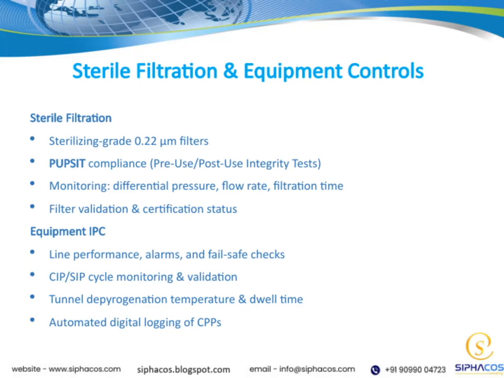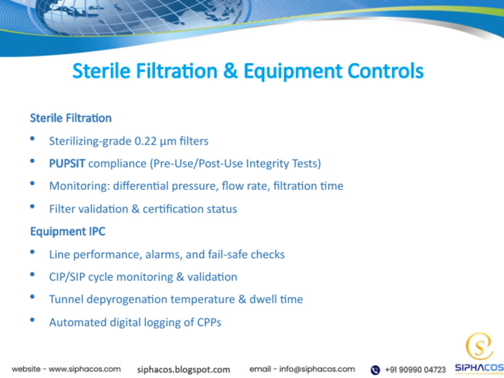Now, let's discuss sterile filtration and the key controls involved. First, we use sterilizing grade 0.22 micron filters, which are essential for removing all microorganisms and ensuring the product remains sterile. These filters must comply with PUPSIT, meaning we perform pre-use and post-use integrity tests to confirm their effectiveness before and after use. Monitoring is critical here, so we keep an eye on differential pressure, flow rate, and filtration time.